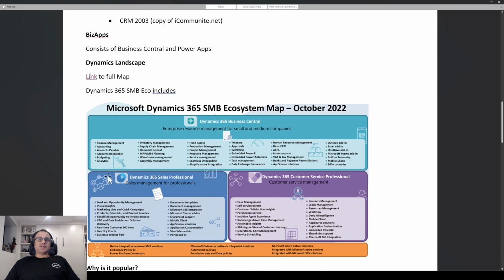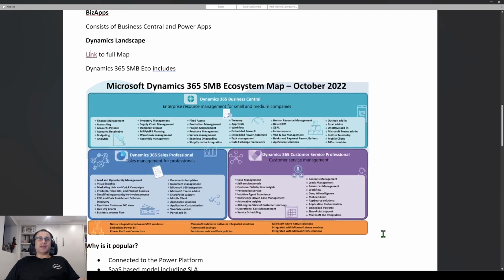So down the bottom left here is the Sales Professional, which is that CRM piece we were talking about, and on the right-hand side is the Customer Service Professional. So I will share this slide out as well, so you've got this available to you. A really nice slide, very clean, very easy to manage and look into, and yeah, I'll make it available to you.